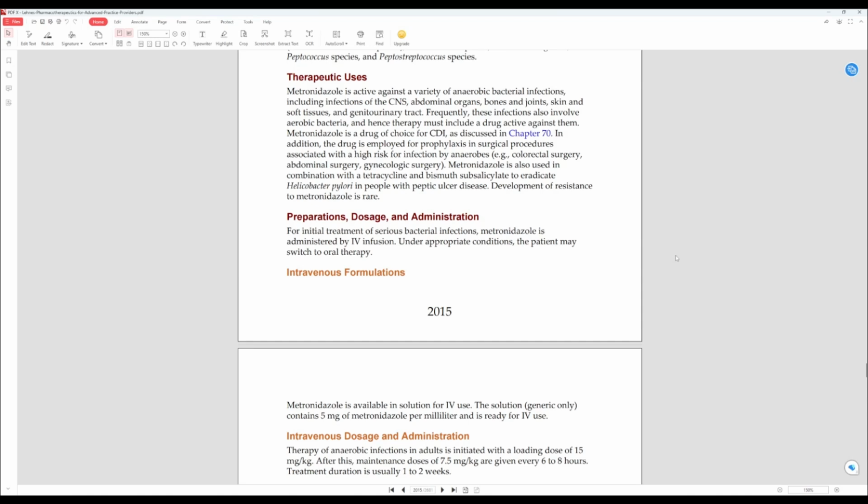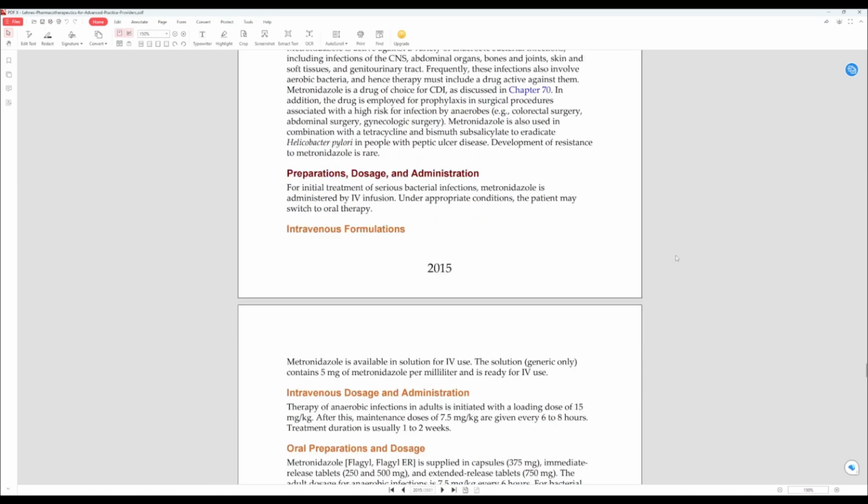In addition, the drug is employed for prophylaxis and surgical procedures associated with a high risk for infection by anaerobes. Flagyl is also used in combination with tetracycline and bismuth subsalicylate to eradicate H. pylori in people that have peptic ulcer disease. Development of resistance to Flagyl is rare.